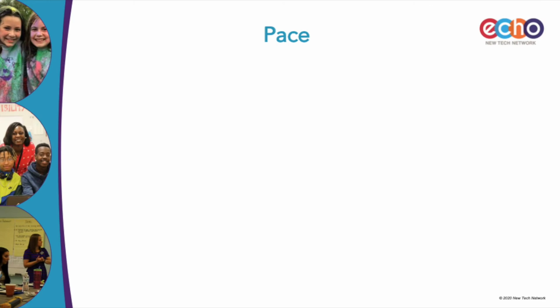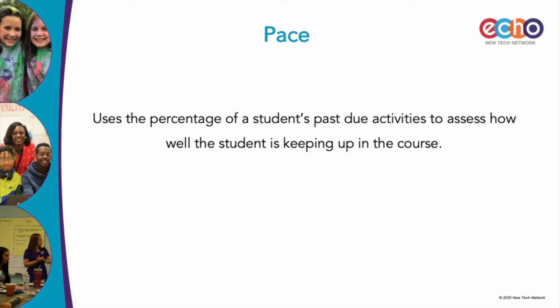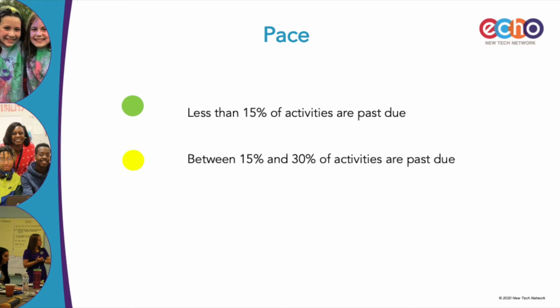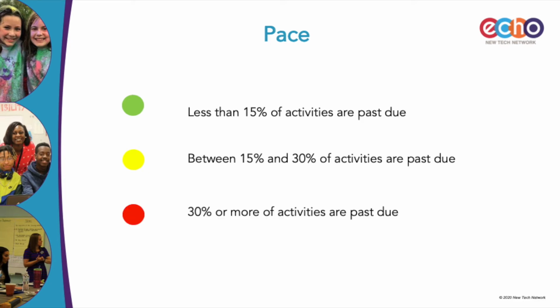Let's get started with pace. The pace column uses the percentage of a student's past due activities to assess how well the student is keeping up in the course. A green circle indicates less than 15% of activities are past due. A yellow circle indicates between 15 and 30% of activities are past due, and a red circle indicates that 30% or more of the activities are past due.